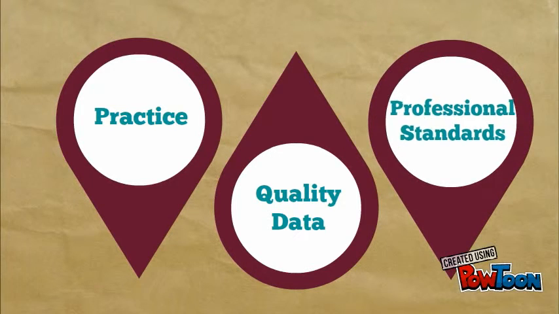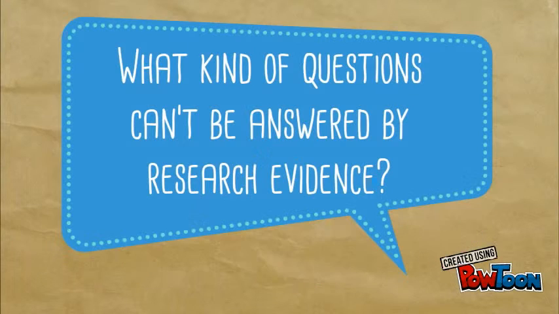Another one could be new professional standards. So national associations or governmental agencies issue evidence-based guidelines, and agencies may be required to acknowledge or comply with those. So what kind of questions can't be answered by research evidence?